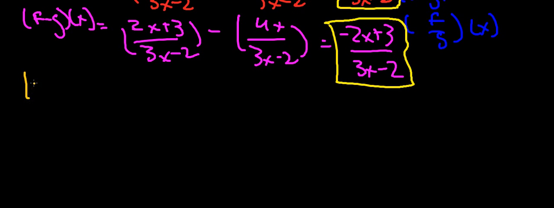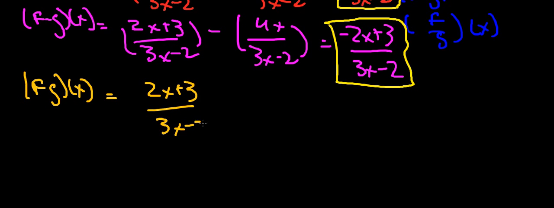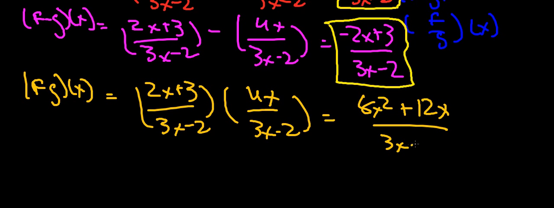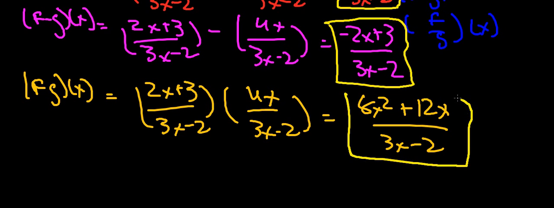So we want f times g of x. That's going to give us (2x plus 3) over (3x minus 2) times 4x over (3x minus 2). And these have the same denominators, so we can just multiply the numerators together, and that gives us (8x squared plus 12x) over (3x minus 2). So that's that. And lastly, we have our division.